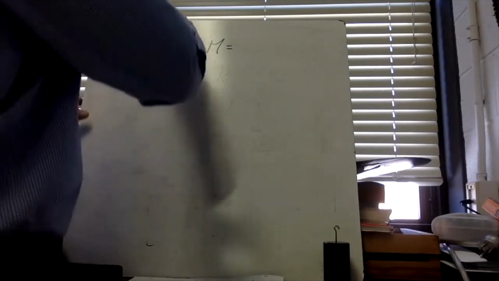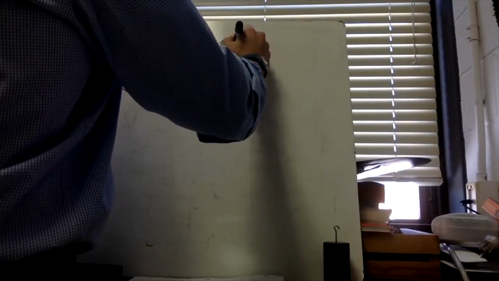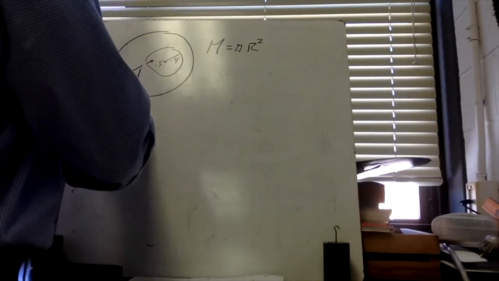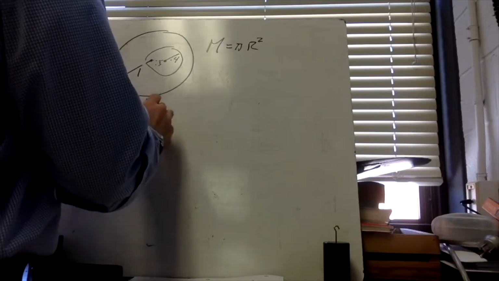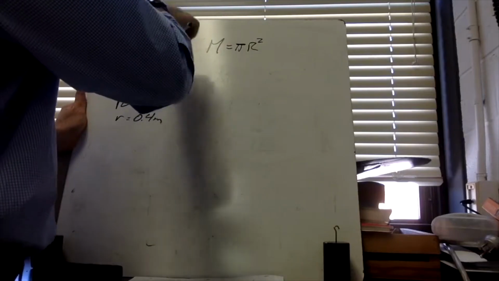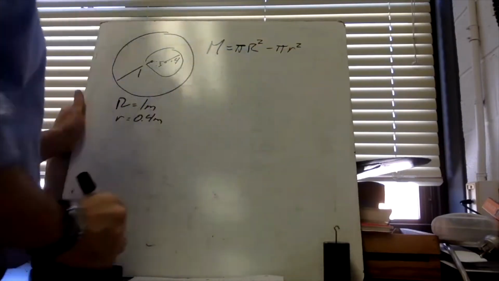And so the total mass is going to be the area of the big circle. I'll call this pi big R squared. I'll say that big R is 1 meter, and little r is 0.4 meters. How about that? So the total mass is that thing, but minus the mass of this hole. And that is given by pi times little r squared.